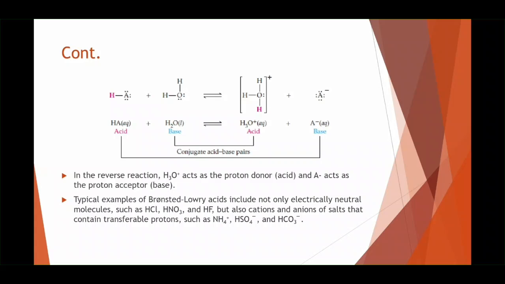In the reverse reaction, H3O+ can act as a proton donor and A- can act as a proton acceptor. Typical examples of Bronsted-Lowry acids include not only electrically neutral molecules such as HCl, HNO3 and HF, but also cations and anions of salts that contain transferable protons such as NH4+, HSO4- and HCO3-.